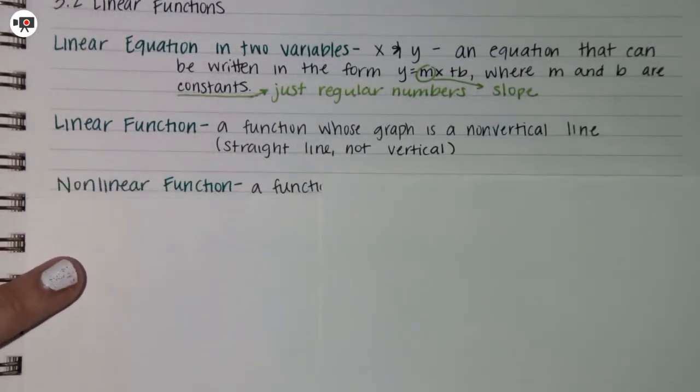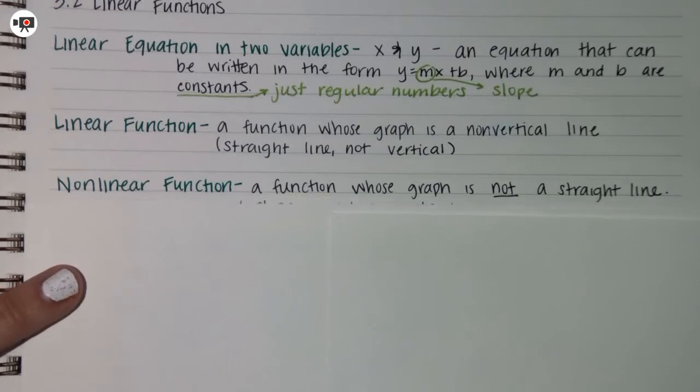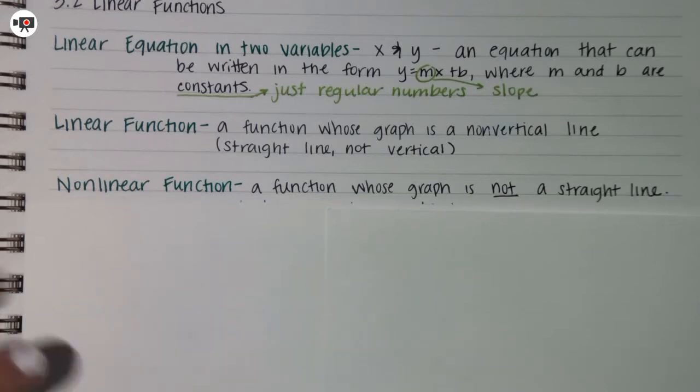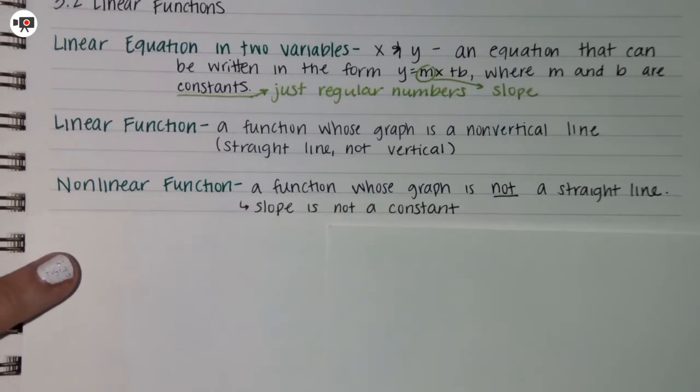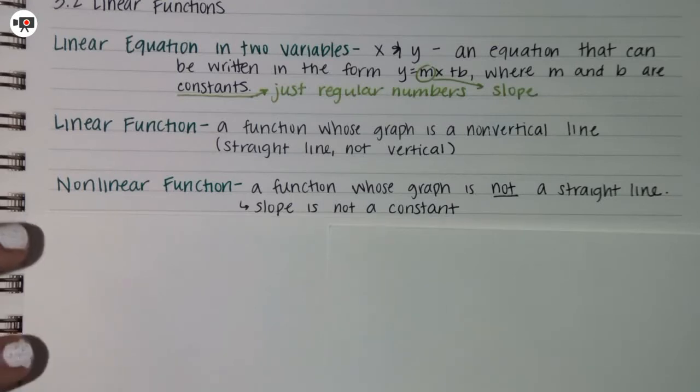Then we have a nonlinear function, which is a function whose graph is not a straight line. So it has a curve. Or you can say that its slope is not a constant, meaning its slope is not the same for the whole graph.